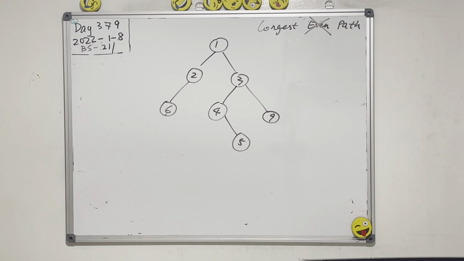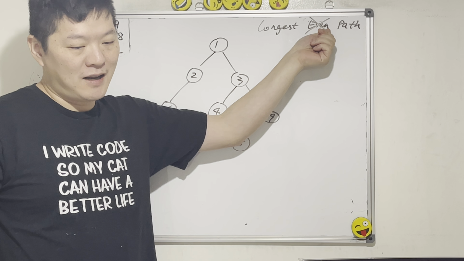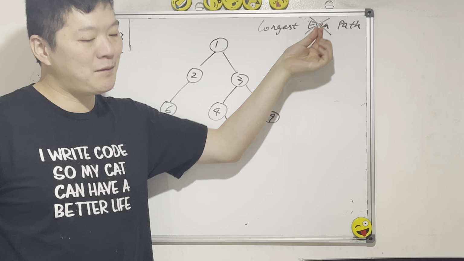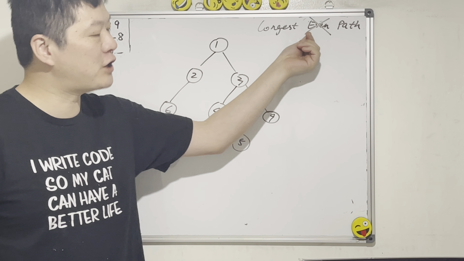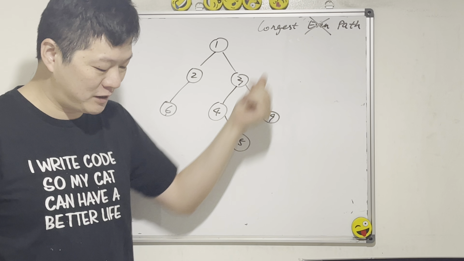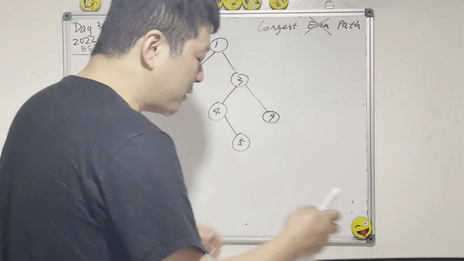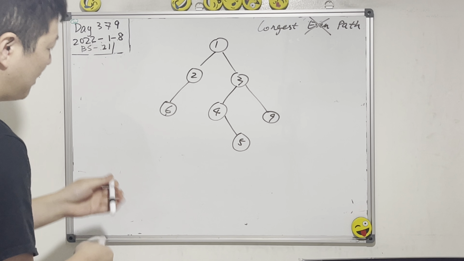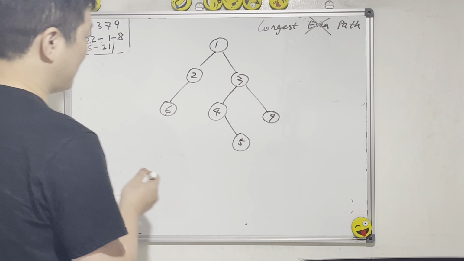We talked about the longest even path last time. Can we use the same algorithm to solve this problem? Obviously, if we don't check whether it's even, it'll still work, right? So we can use the depth first search. Do you still remember what depth first search is? How can we implement the depth first search?